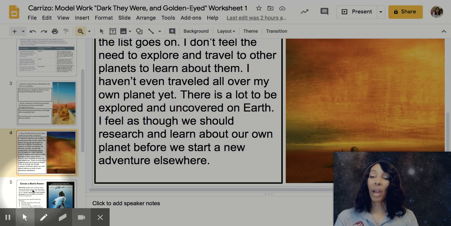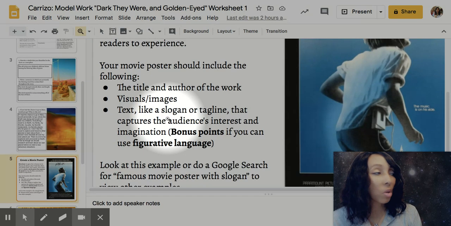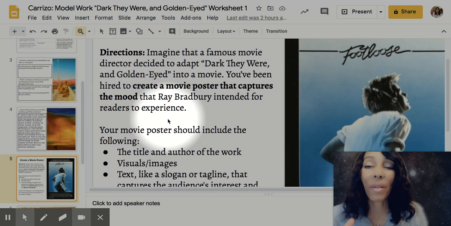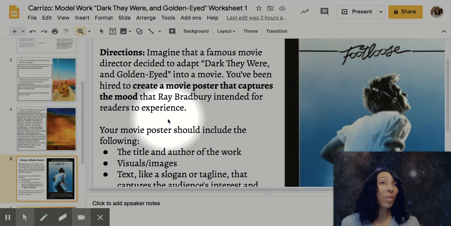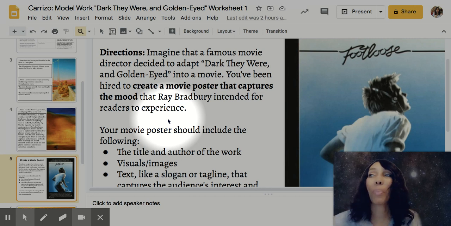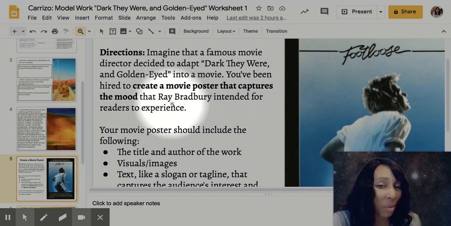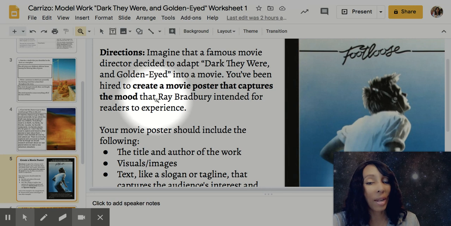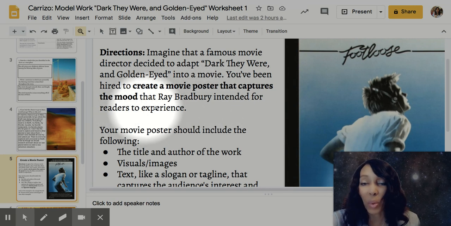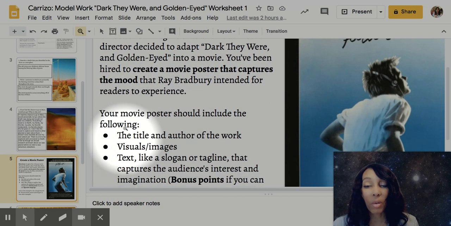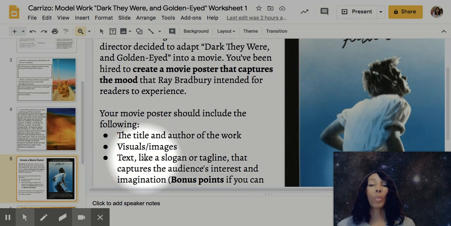Moving on to the movie poster. This will also show you mastery of the content. I wanted to make something a little more creative for all those creative people out there, and even for the people like me that it really inspires me to be creative. So you were to imagine that a famous movie director decided to adapt Dark They Were and Golden Eyed into a movie. You've been hired to create a movie poster that captures the mood that Ray Bradbury intended for readers to experience. So your movie poster should include the following: the title and the author of the work, visual images.